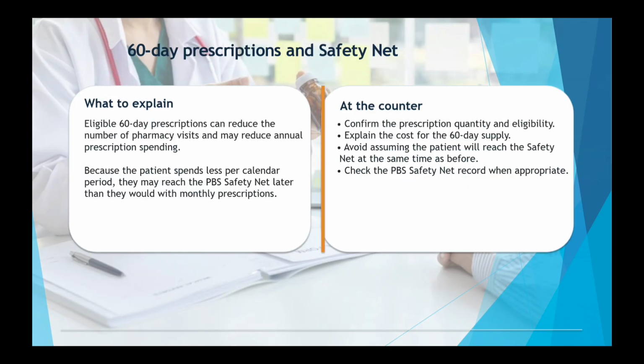Okay, 60 days prescription and safety net. What to explain? Eligible 60 days prescription can reduce the number of pharmacy visits and may reduce annual prescription spending. Because the patient spends less per calendar period, they may reach the PBS safety net later than they would with monthly prescription. Okay, yeah. Nowadays the doctor can write the 60 days prescription.